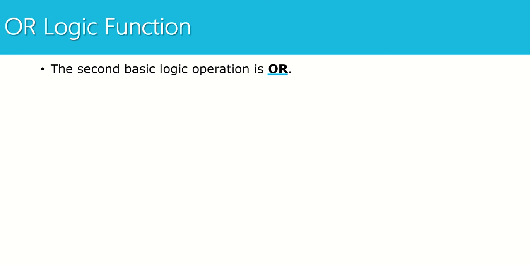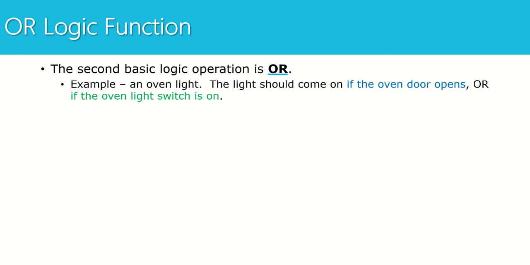Now let's talk about OR. This is our second basic operation. So think about an oven light. Let's say that you want the light to come on if the oven door opens or if the oven light switches on. So we want something to happen as long as at least one of these two things happens.